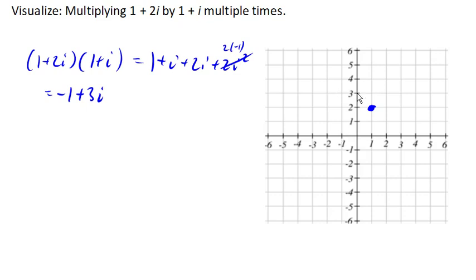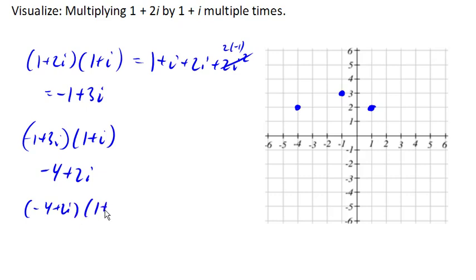Now, imagine that we take that value and we multiply it by 1 plus i again. This time we end up with negative 4 plus 2i. If we multiply that by 1 plus i, we end up with negative 6 minus 2i. Sorry, I first said negative 6 minus 4i, but actually it's negative 6 minus 2i.